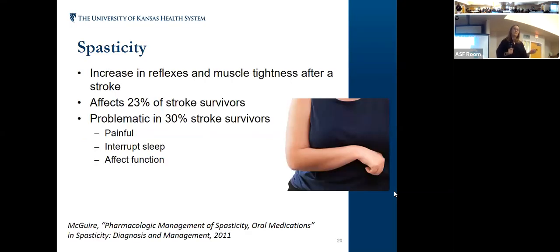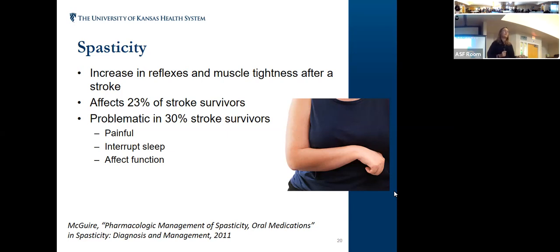So spasticity. I'm sure some of you have spasticity or are getting treated for it. Spasticity is an increase in reflexes and muscle tightness after a stroke. It only affects anything that was weak or hemiplegic after your stroke. What we think is that the brain is trying really, really hard to recover and get movement back to that arm or that leg, and instead it overcompensates, it goes too far, and you get really, really stiff and tight.